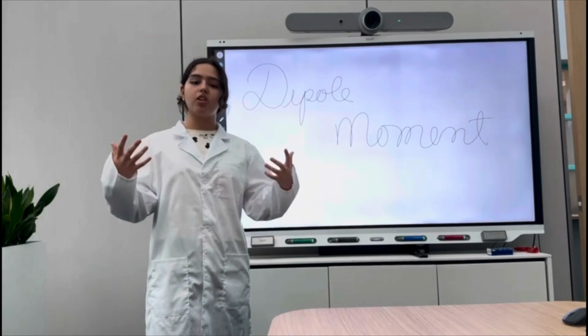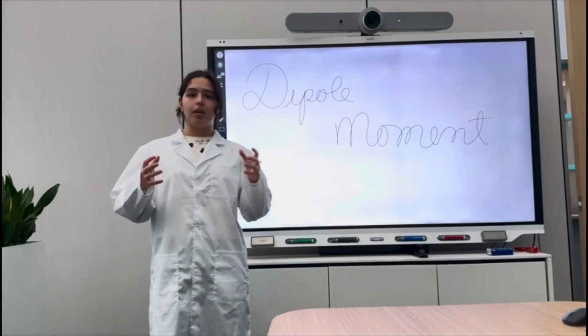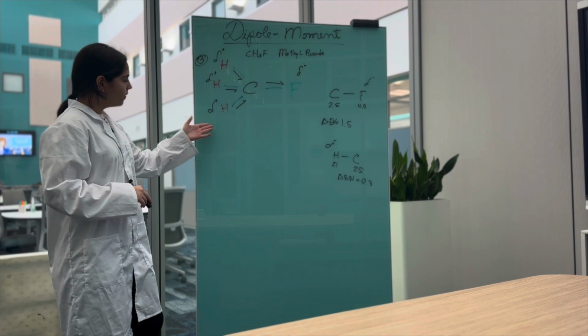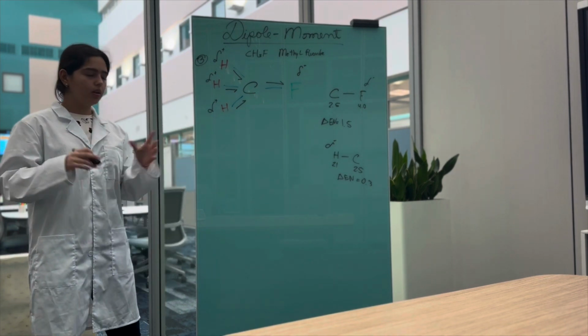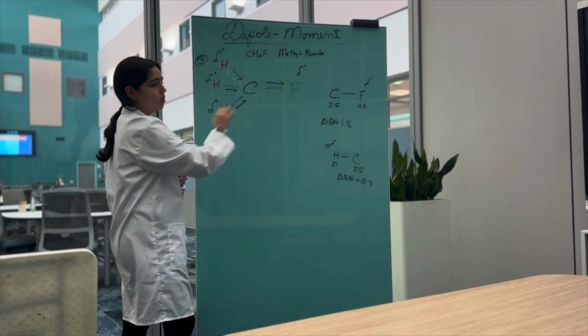This knowledge is going to help us understand molecular interactions and predict chemical behaviors accurately. Methyl fluoride. Let's take a look at this example of the molecule where we have hydrogens, each one of them single bonded to the carbon.